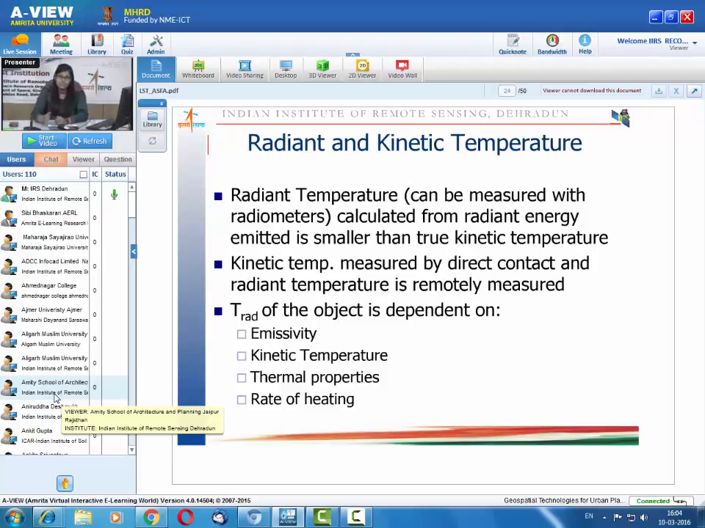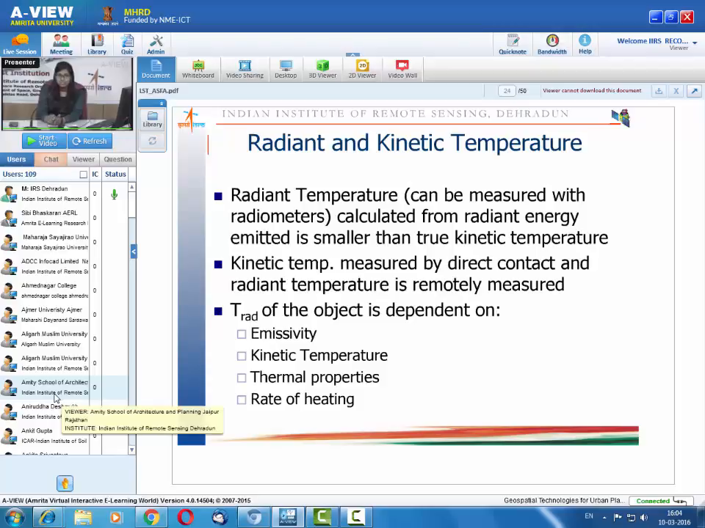So right from the beginning of the presentation, I have been talking about radiant temperature and kinetic temperature. Radiant temperature can be measured with the help of radiometers. Kinetic temperature is measured by direct contact, and radiant temperature is remotely measured. So kinetic temperature can be measured with the help of direct contact only, but radiant temperature can be measured from the satellite also. Radiant temperature is dependent upon emissivity, kinetic temperature, thermal properties and rate of heating.